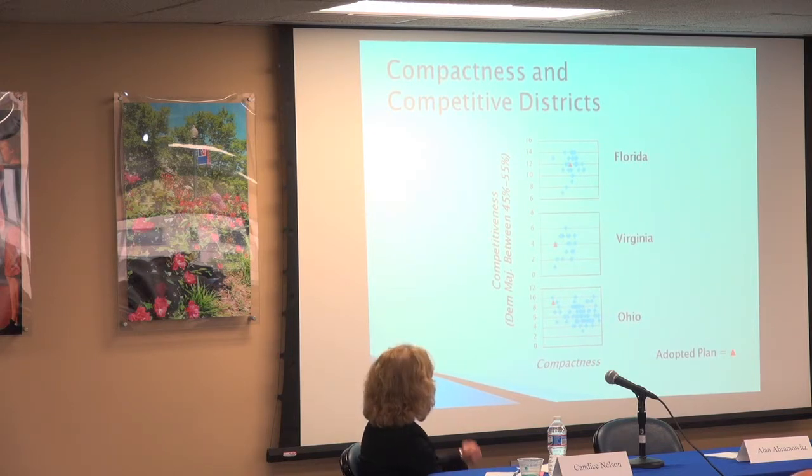And so here we have the adopted plan. It's a red triangle evaluated on compactness and the number of competitive districts. This is using a 45 to 55% vote in the 2008 presidential election, normalized back to 50%. And so here it looks like, yeah, there's possibly some modest effects.